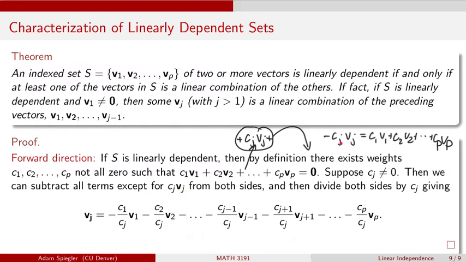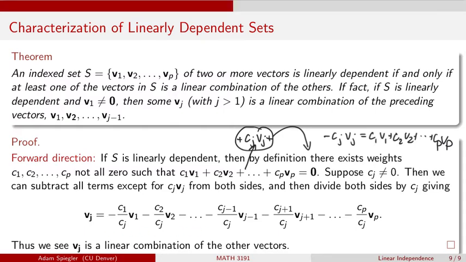And after we've subtracted Cj Vj from both sides, since we've assumed that one of these is not 0, we now divide both sides of the equation by minus Cj, which we can do since it's not 0. And this gives me Vj is equal to minus C1 over Cj times V1, minus C2 over Cj times V2, and so on. And this concludes the forward direction, since now we can see that this vector Vj that had the non-zero weight is a linear combination of the other vectors in the set.